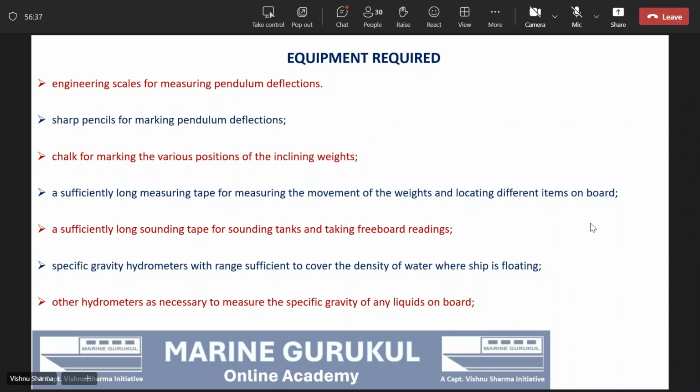Why you need hydrometers? Because you'll need to calculate the displacement of the ship. You'll need thermometers to take the temperature of the water outside, measure the density of the water outside, and all those things are required to evaluate the correct displacement of the vessel.